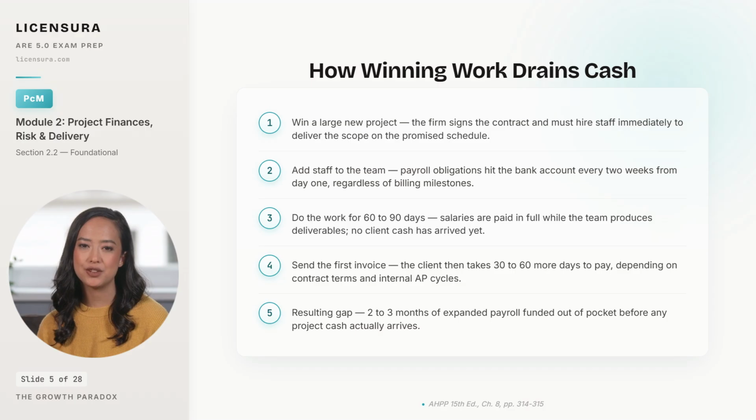Firms that grow fast without a line of credit or a cash reserve to absorb that gap will run out of money in the middle of a wildly profitable year. The bigger the win, the bigger the cash hole on the way to collecting on it. Which brings up the single most important number you should be watching every single week.